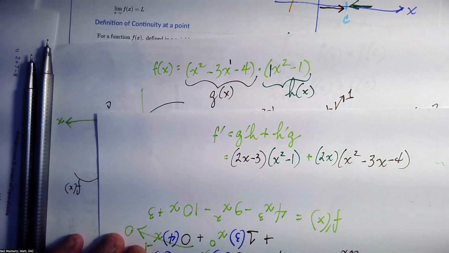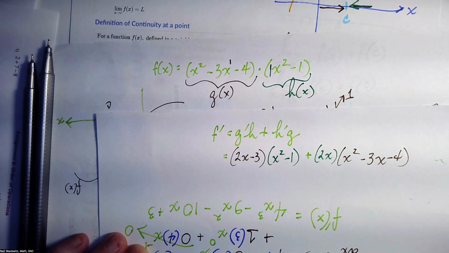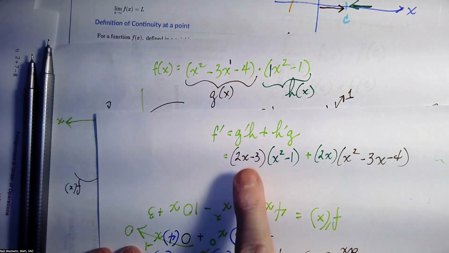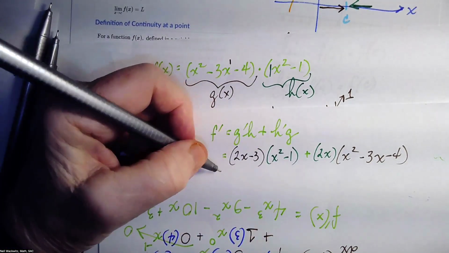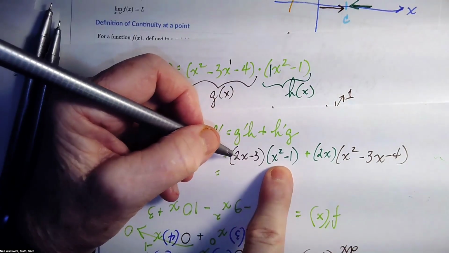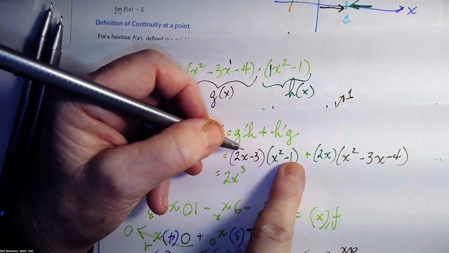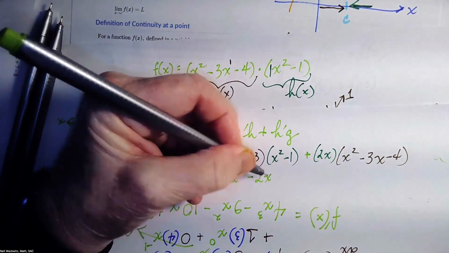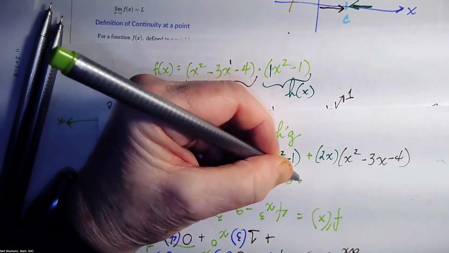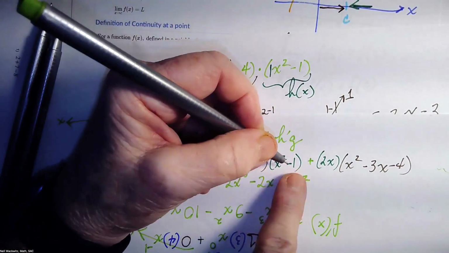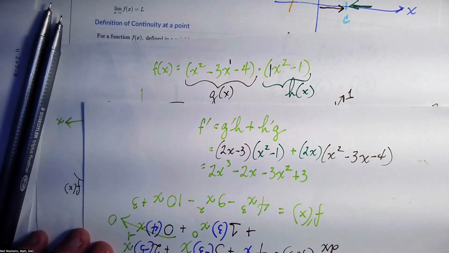This is really fun in general because you get to play with algebra some. So let's do this one. Instead of by long multiplication, let's just do distribution. So we have 2x times x squared. Well, that's 2x cubed. 2x times -1, that's -2x. -3 times x squared, -3x squared, and -3 times -1, which is +3. So that's the entire first part.